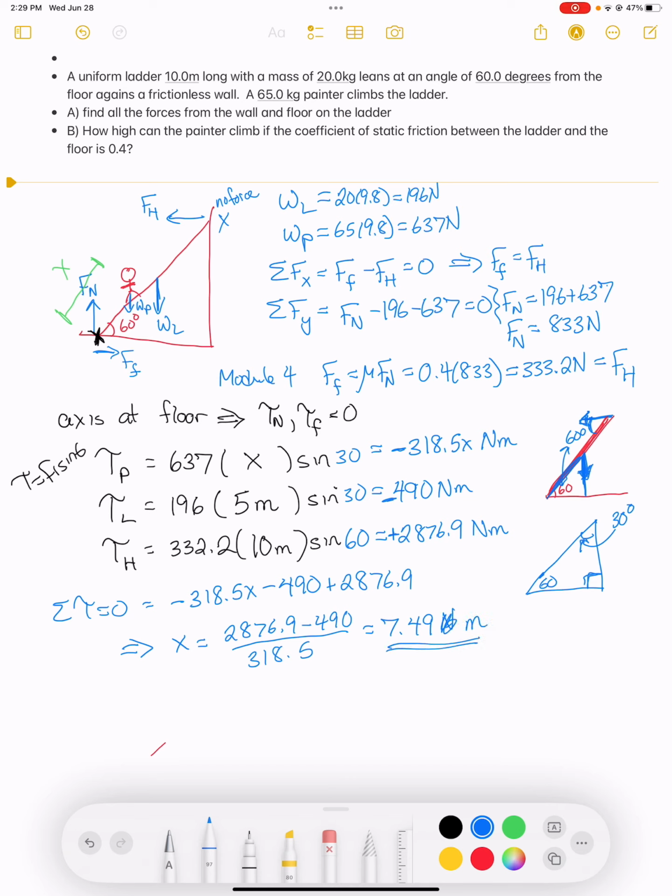Okay, so the painter can actually climb 3/4 of the way up the ladder. My drawing is drawn incorrectly, he's actually up above the center of the ladder before it starts to slip. So make sure that you can do both painter on ladder kind of problems and sign hanging from the wall kind of problems for the exam.